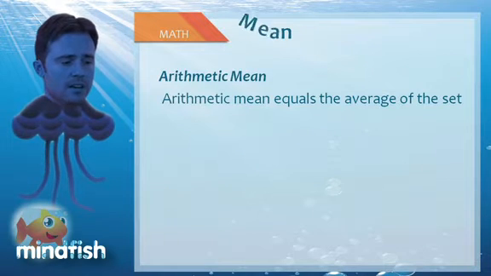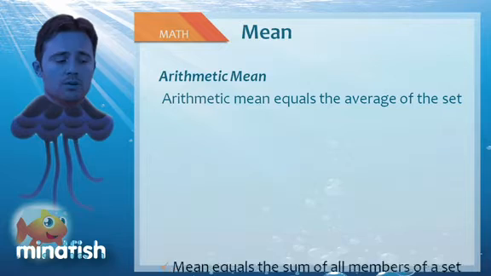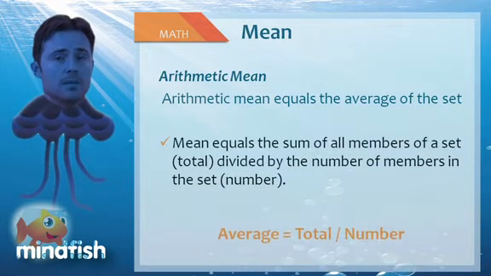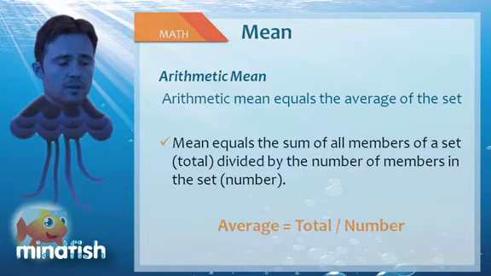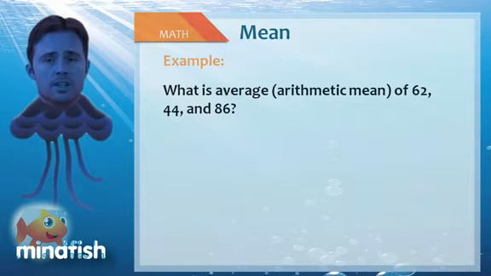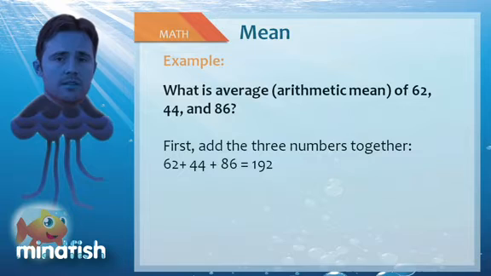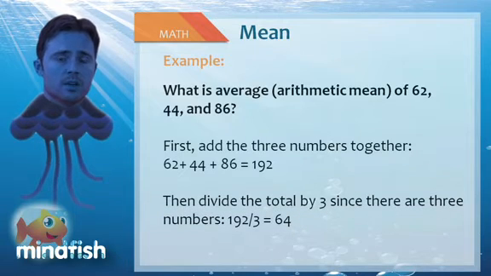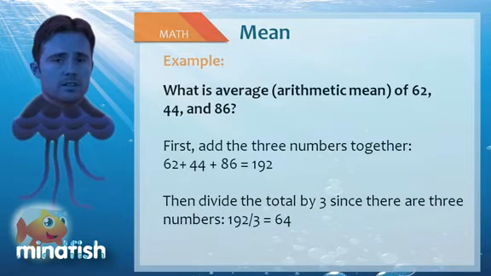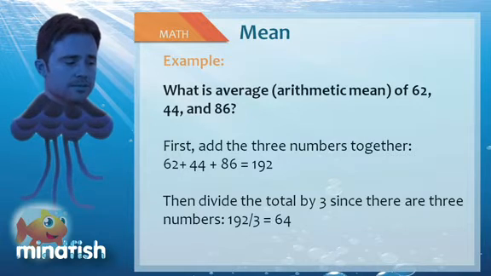So the mean of a set, the arithmetic mean, is synonymous with average. And again, that is solved by taking the total for a set and dividing it by how many members are in the set. So for example, what is the arithmetic mean of 62, 46, and 86? To determine this, we are going to add them up, and summing them yields 192, and divide by 3 to yield 64. So when you're solving for average, it's quite simple. Simply add up all the numbers, divide by how many numbers you have.